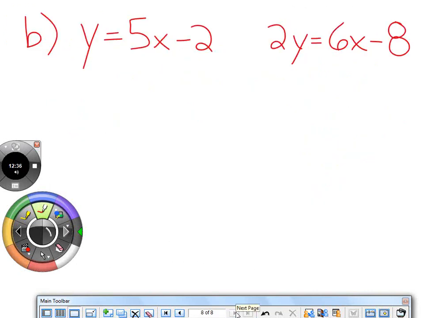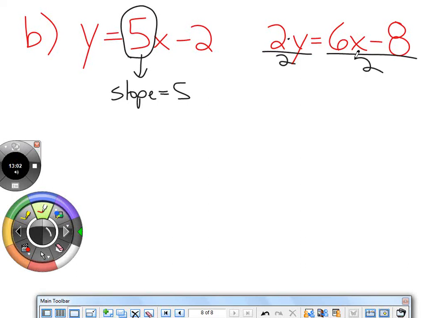Same directions. Determine if they're parallel, if they're neither, or if they're perpendicular. So the first one's nice. It's already in slope-intercept form, so we can already tell the slope is 5. This one on the right is not in slope-intercept form, so we have to do 1 step. And that would be to try to get the y by itself, so it's being multiplied by 2. So let's divide by 2. So we divide everything by 2.